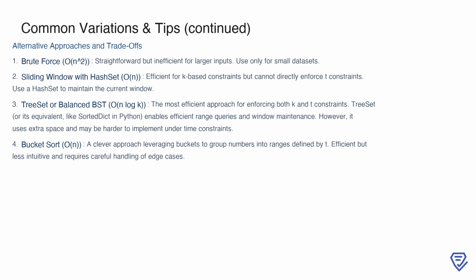For the most optimal solution, using a tree set or a balanced binary search tree is ideal. This approach achieves a time complexity of n log k, and can effectively enforce both k and t constraints. Tree set enables efficient range queries and ensures the sliding window is managed properly, though it requires additional space and can be harder to implement under time pressure. Alternatively, the bucket sort method provides an n solution by grouping numbers into ranges defined by t. While efficient, it's less intuitive and requires careful handling of edge cases to avoid errors. Each approach has its pros and cons, so choose based on the problem constraints and input size.